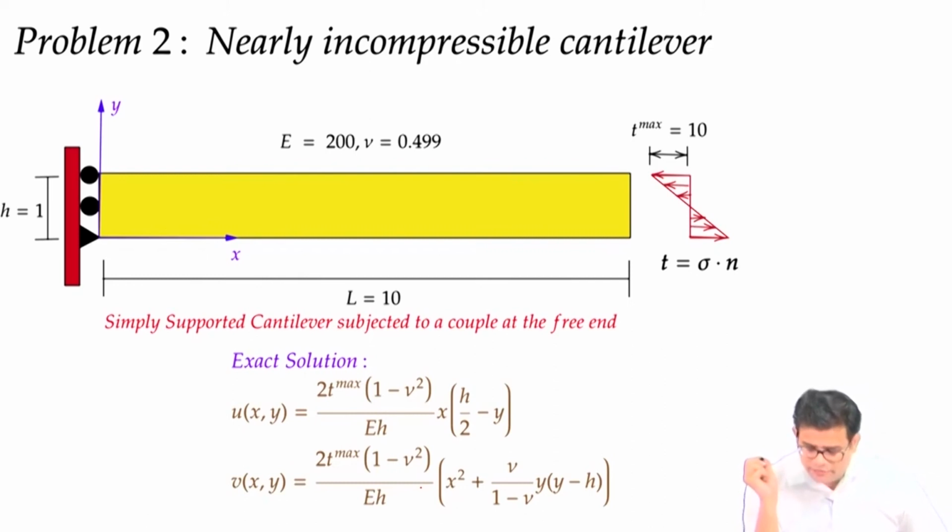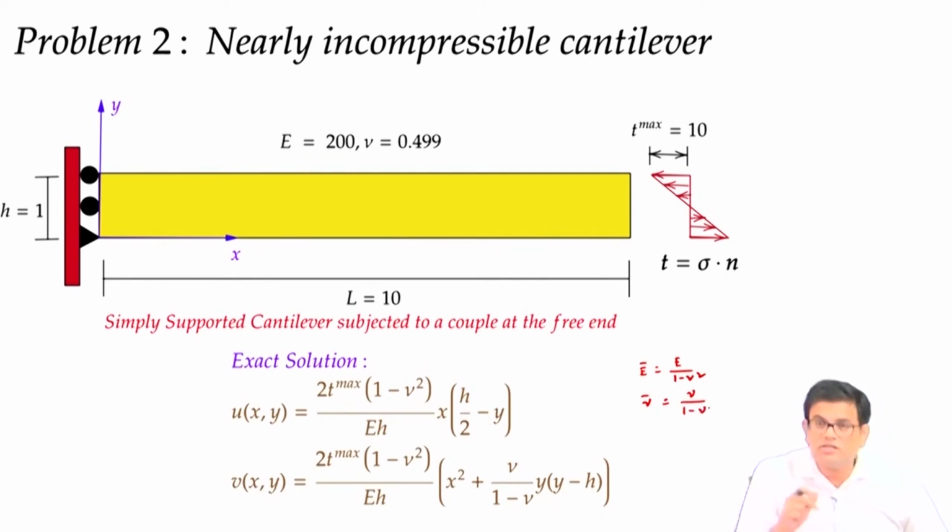Here, basically if you substitute E bar as E divided by 1 minus nu square, and nu bar as nu by 1 minus nu, you will get this solution, because it is a conversion of plane stress to plane strain. So now this E is actually E bar and this is nu bar.